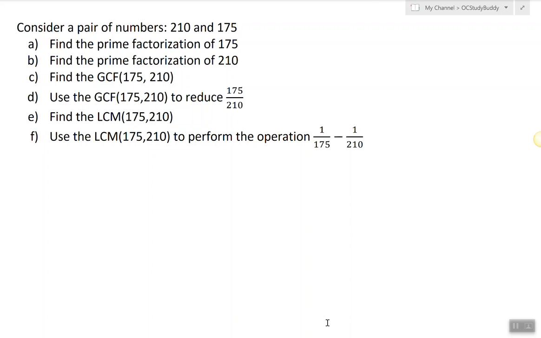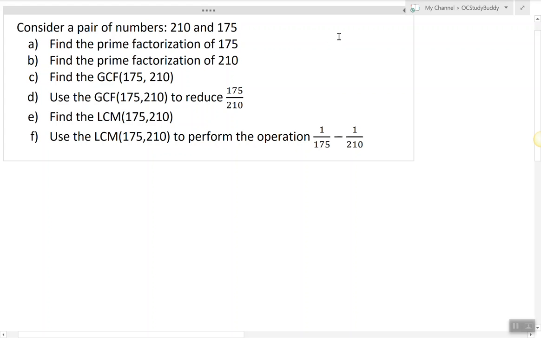In this video, I will show how to find the greatest common factor and the least common multiple of two numbers and how to use them when working with fractions. Here we have numbers 210 and 175 given to us, and in order for us to find the GCF and LCM, we have to first find the prime factorization of each of those numbers.